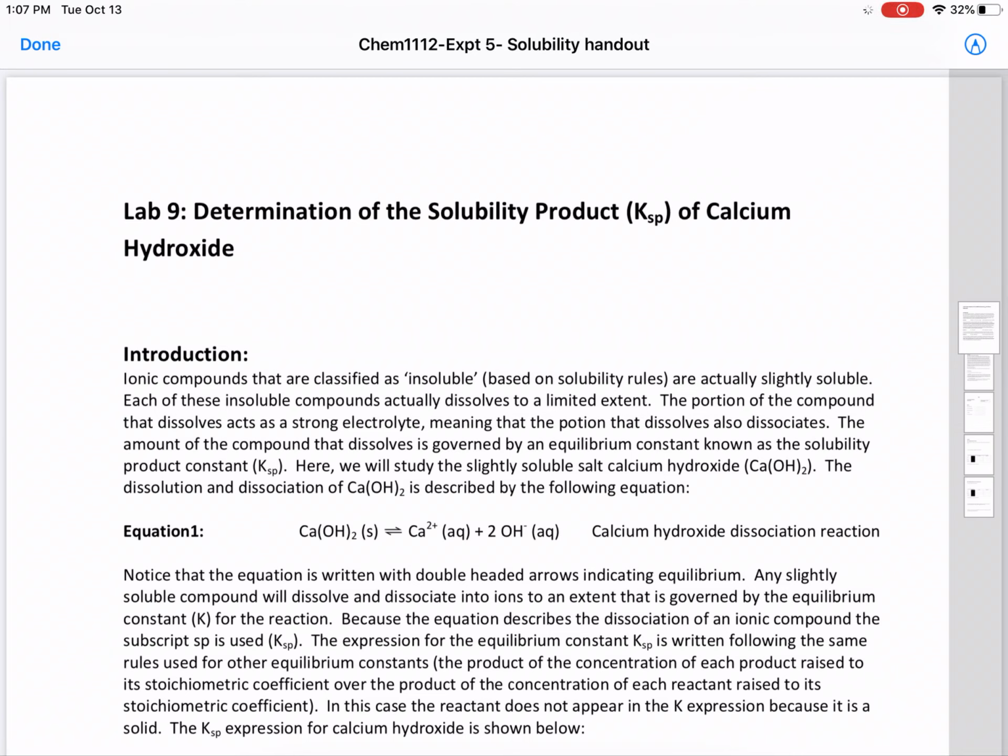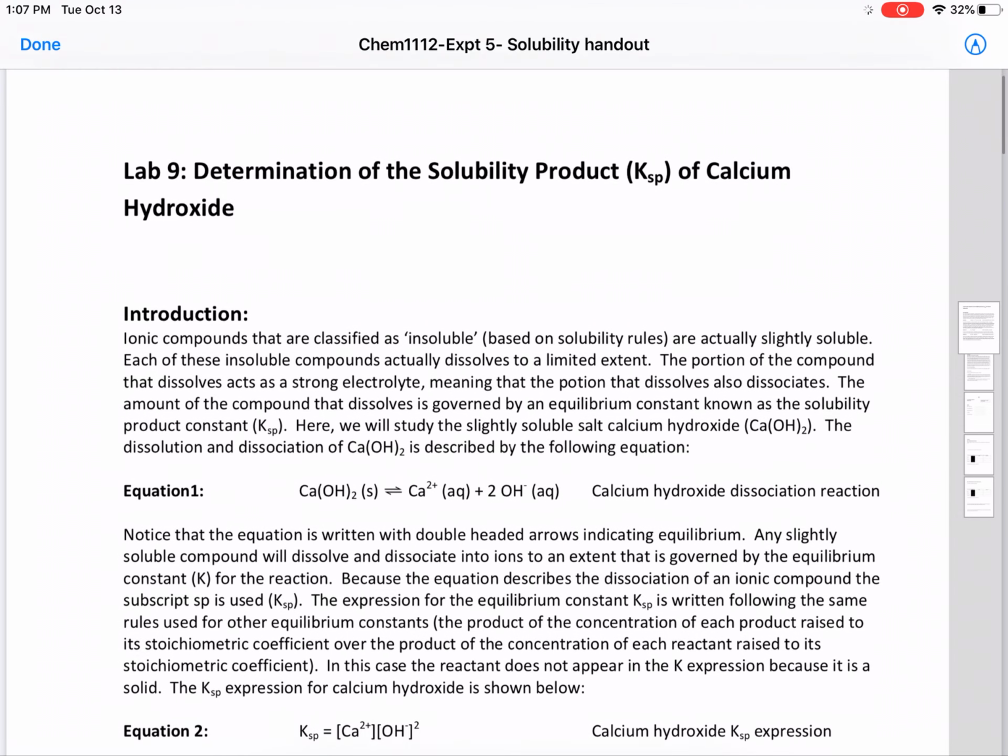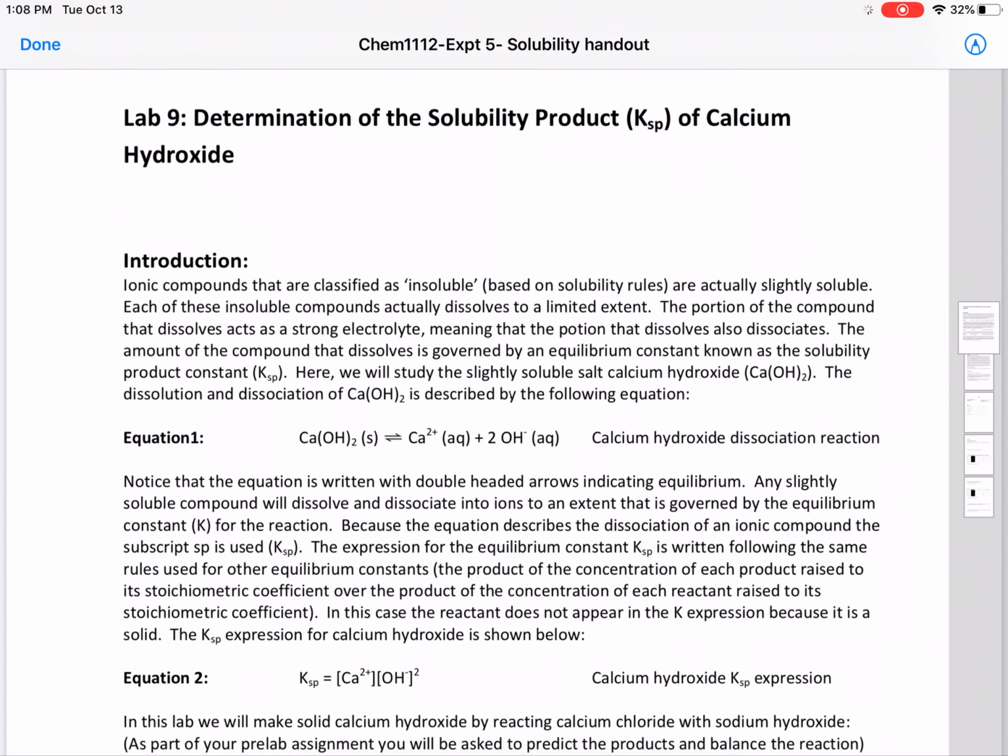Hello everyone, here's your experiment 5, not 9, which is determination of the solubility product Ksp of calcium hydroxide. We're not going to be using the experiment 5 that is in your textbook if you already purchased it, but instead you can use this handout which I posted on Blackboard. In this experiment we try to find out the solubility product of calcium hydroxide in two different ways.